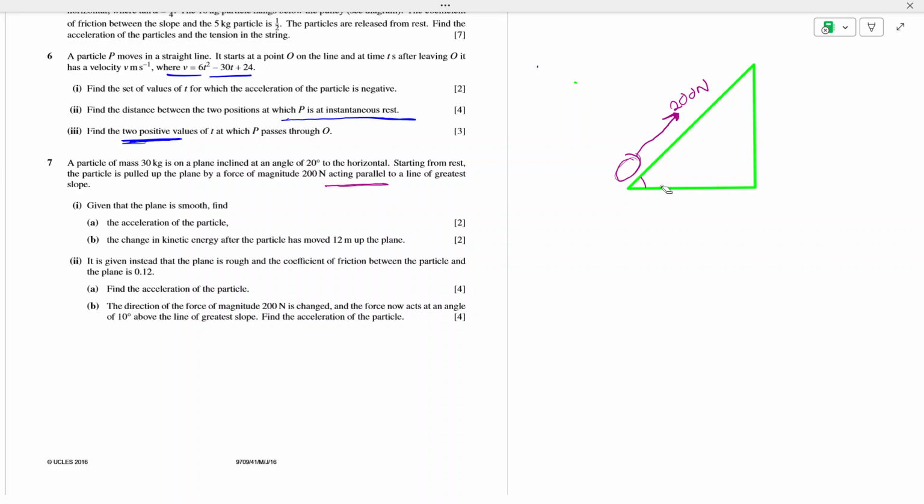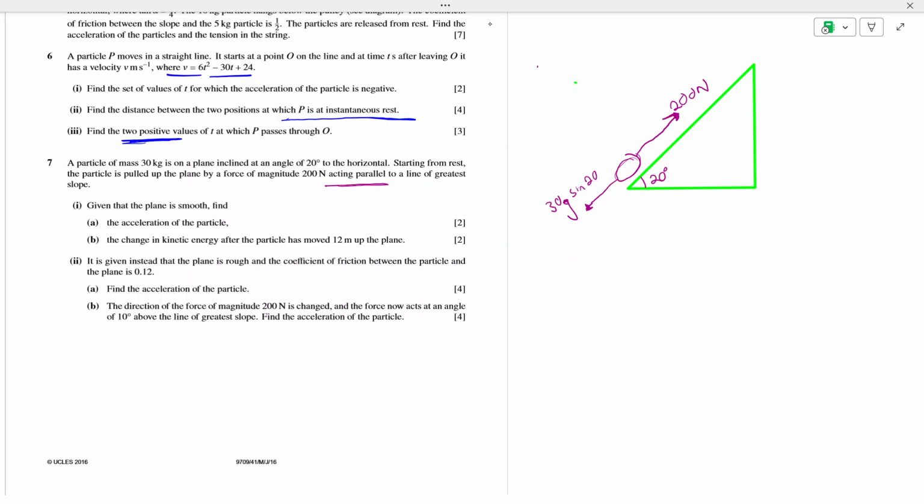And we know that there's going to be the component of the weight acting down plane, right? From the previous question that I did, now you know that this component is going to be equal to mg sine 20. And so I'm just going to write it. The mass is 30. Then we have g sine 20. That's the component of the weight acting down slope, right?